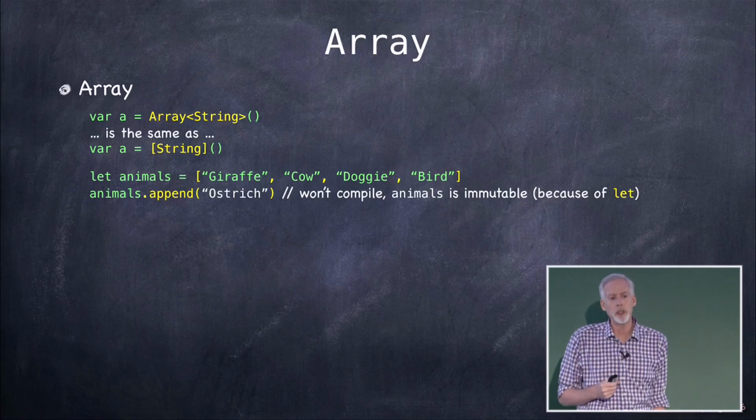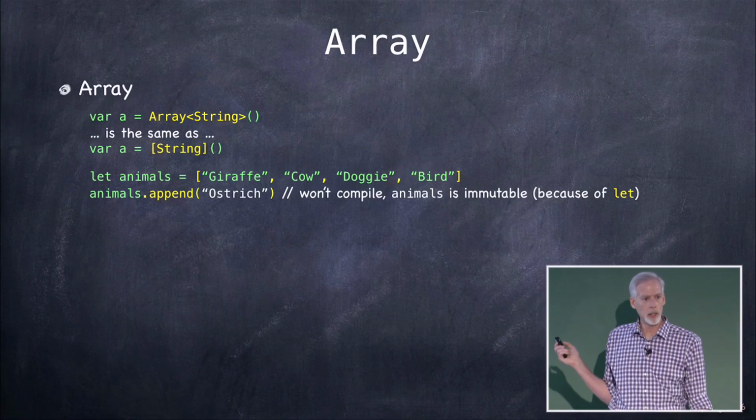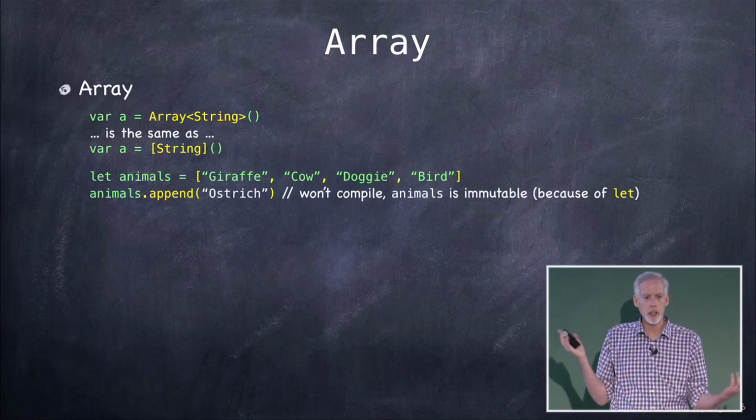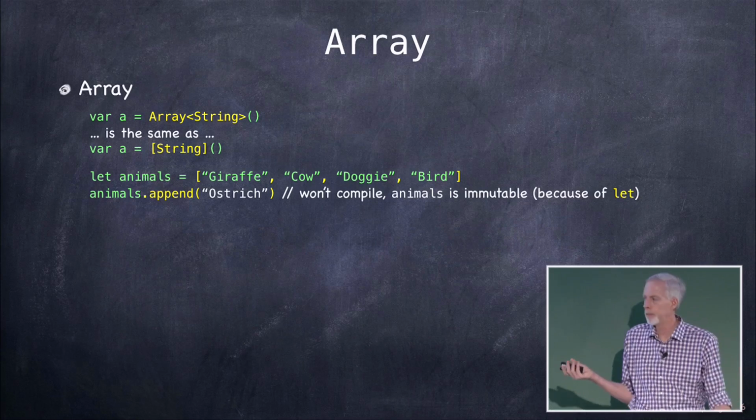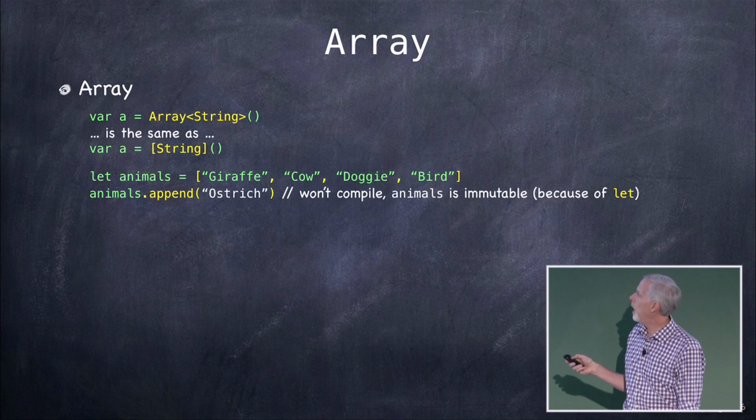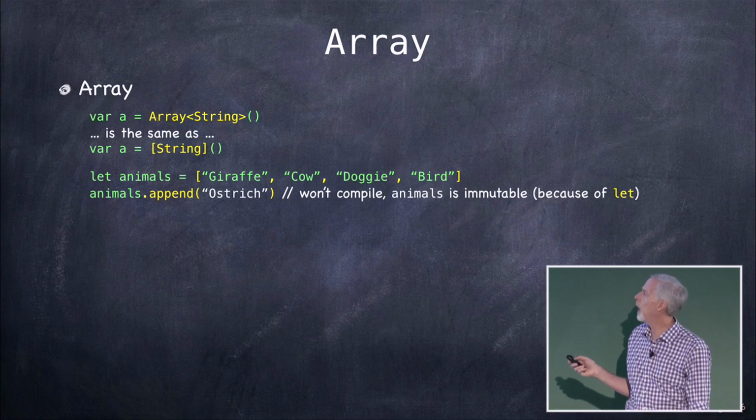All right, this is an array of string. Now if I went giraffe, cow, 3, bird, then Swift would complain. Can't infer the type of that array because it's not all the same type. Okay? So it would infer it here. Now, notice this animals.append ostrich. If I put an ostrich in here, this will not compile. Okay, compiler will say no.